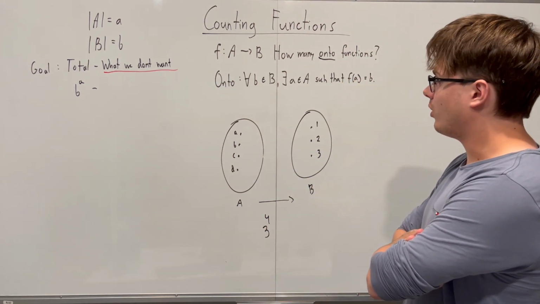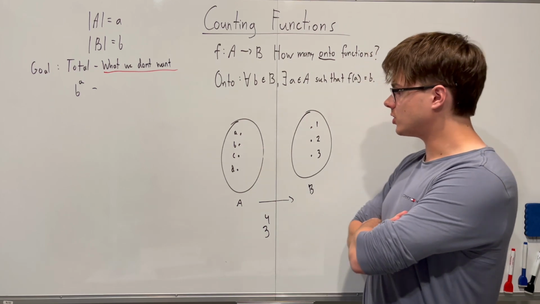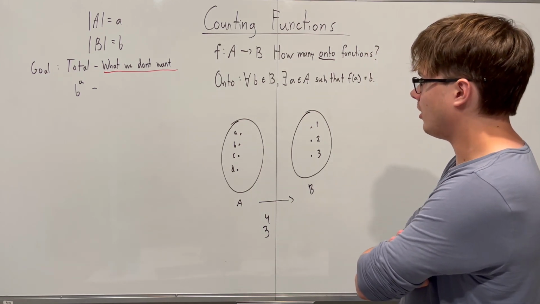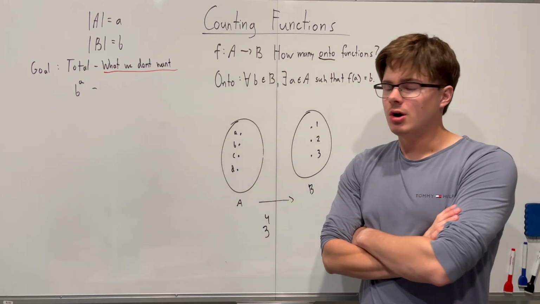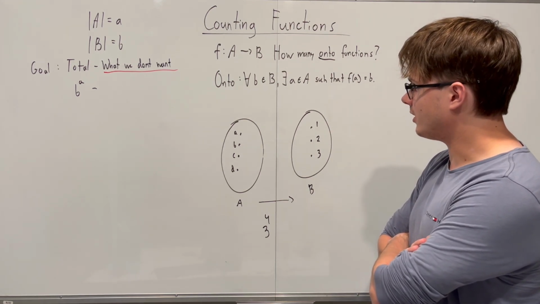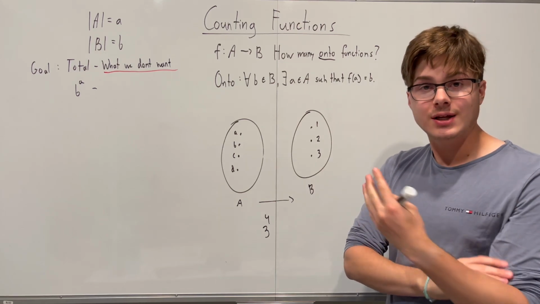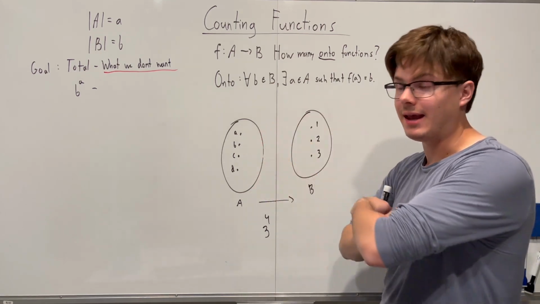What can we think of? Well, first, let's think of the easiest possible case where the function is not going to be onto. So what do we need to do? We simply need to think of how we can create the easiest function where not everything in B can be gotten from an input of A into the function.